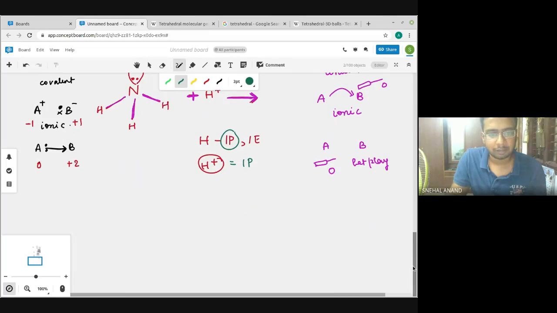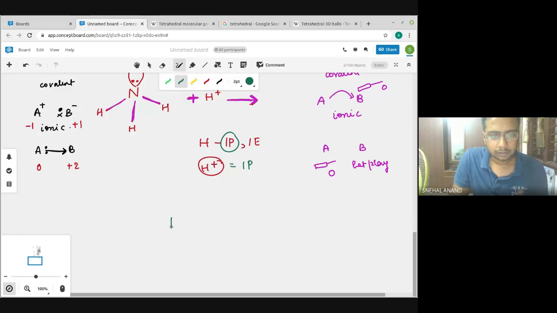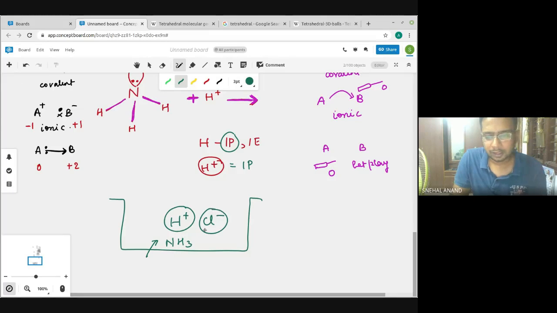So this proton was freely moving around in a solution. See, H+ will never be alone. So suppose you take HCl and dissolve it in water, or dissolve it in ammonia solution. This is ammonia. Try to understand the situation of this H+.